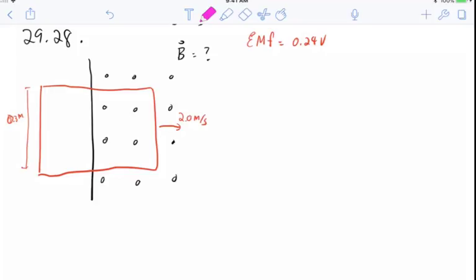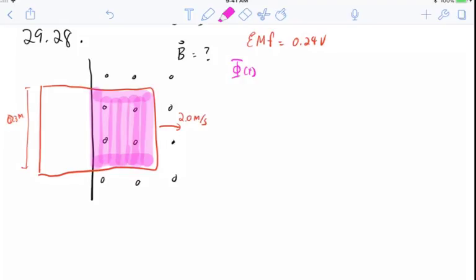So let's do it. Here's the fun part. Ready for the fun part? The trick to doing these questions is, we want to calculate the flux as a function of time and then take its derivative. The deal here is that the area exposed to the magnetic field changes. This is how the flux is changing.